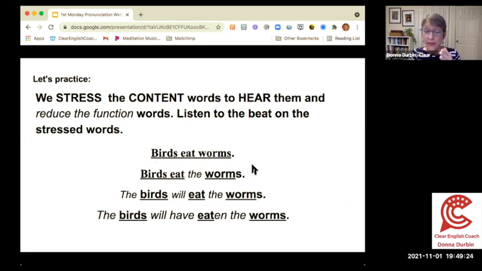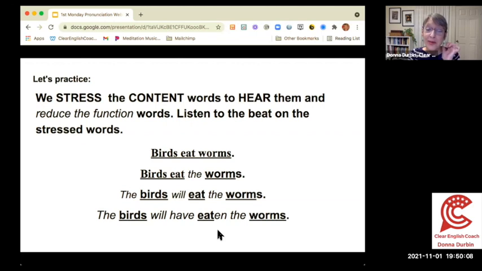Birds eat worms. Now listen to this one. Birds eat the worms. The worms gets connected. This is the article. It's unstressed. Birds eat the worms. This one, the birds will eat the worms. Same beat. So what I've got is the birds will eat the worms. Those are word groups. Now this one is the birds will have eaten the worms. So will have eaten gets reduced. Because I still hear birds eat worms.